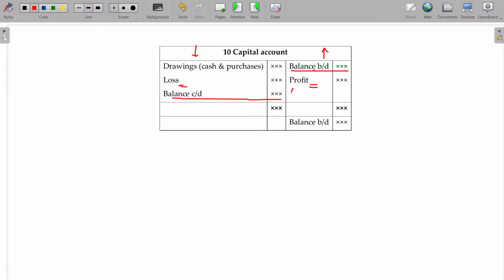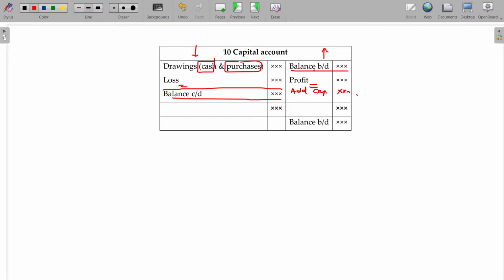Apart from that, if the owner introduces additional capital, that will also increase the amount payable by the entity to the owner, and should be on the credit side. He may withdraw some money for his personal use, by way of cash, or sometimes it may be purchased goods also. Whatever it may be, these two are called drawings. It will be decreasing the amount payable to the owner.